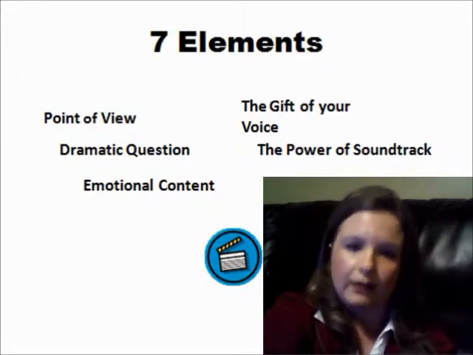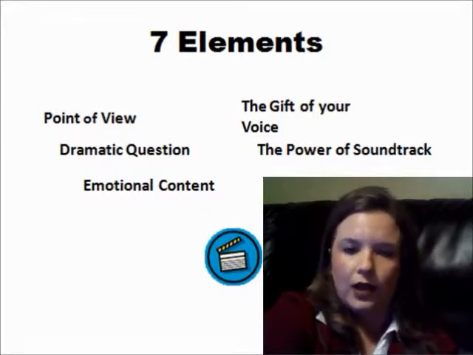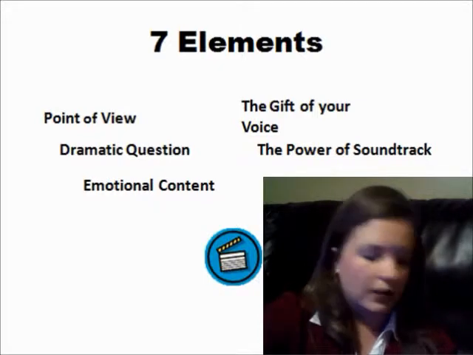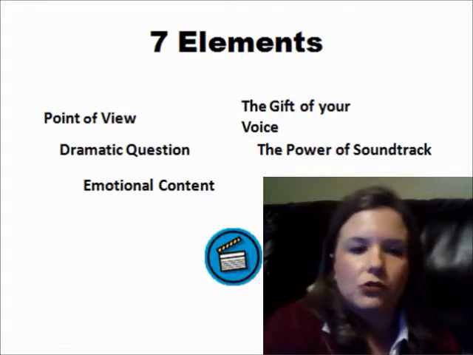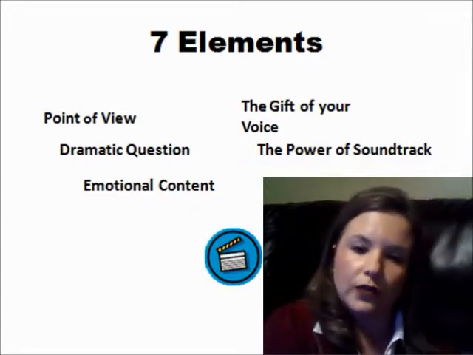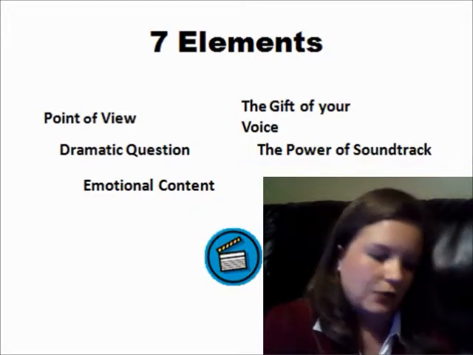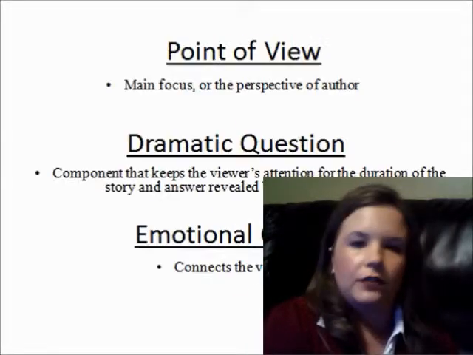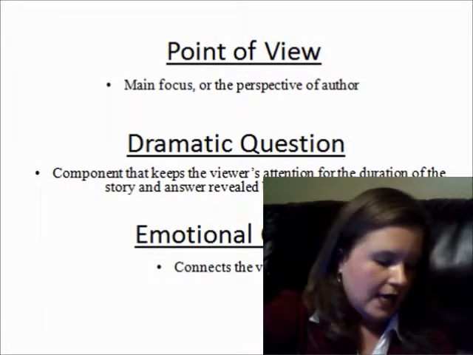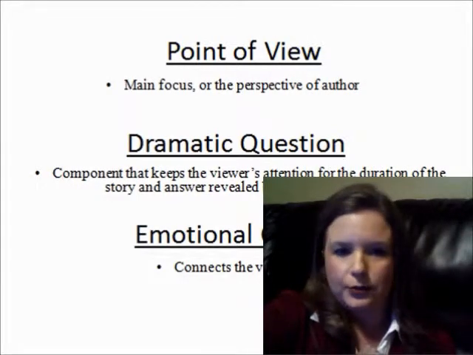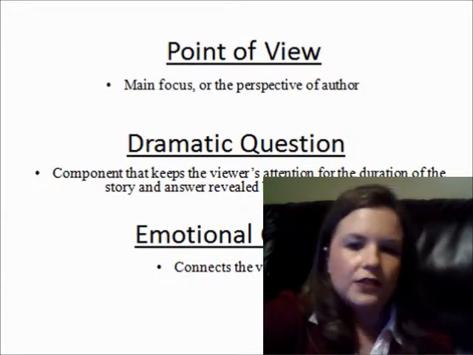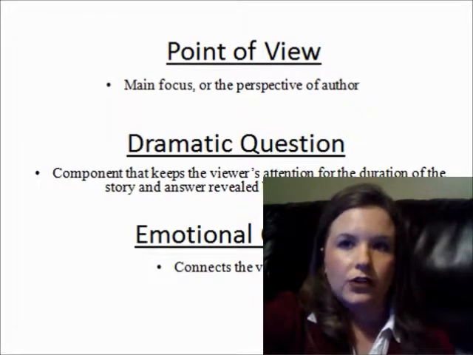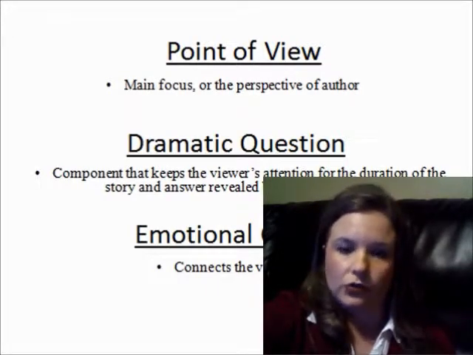And there's 7 elements that help you create a quality digital story. There's the point of view, the dramatic question, emotional content, the gift of your voice, power of soundtrack, economy, and pace. Your point of view is your main focus in the story. It's your author's perception. And then the dramatic question is just going to be a component that keeps your viewers' attention for the duration of the story.